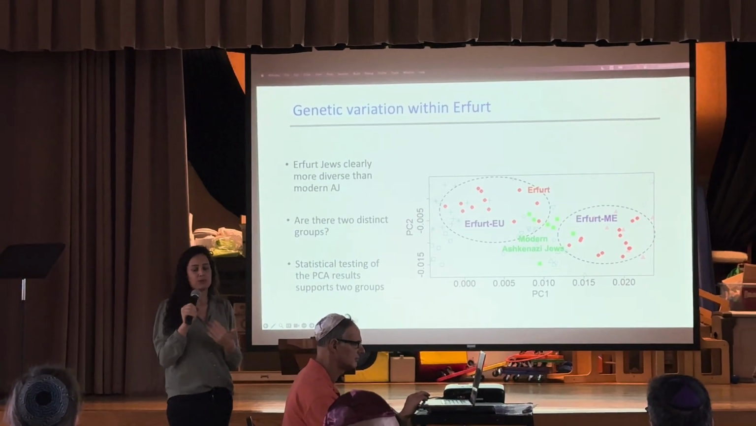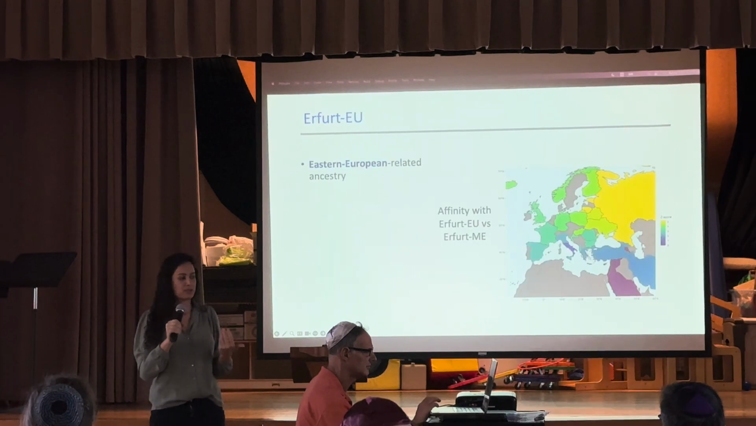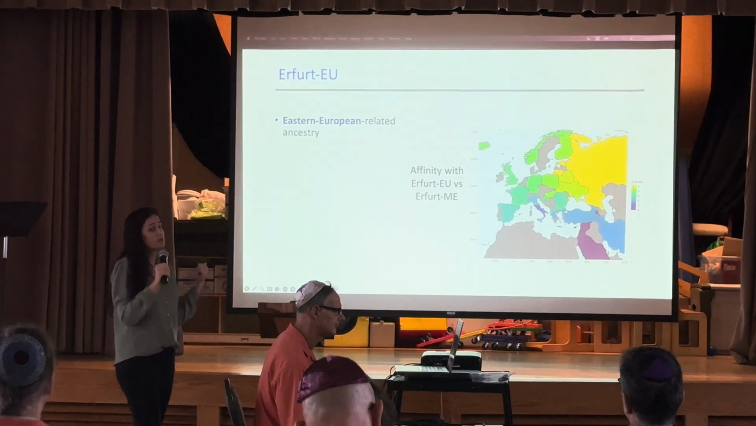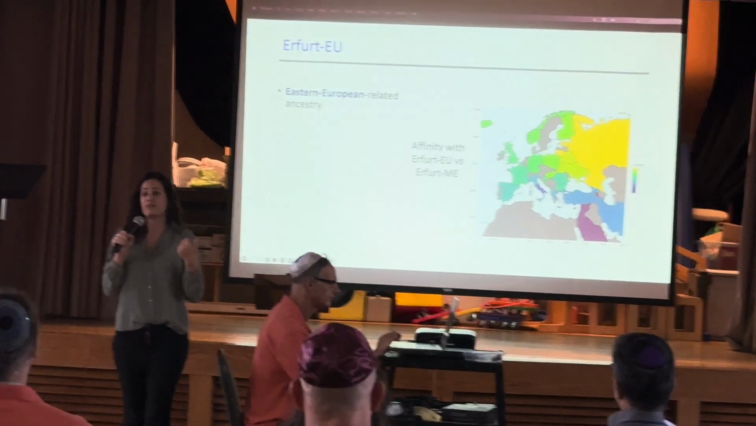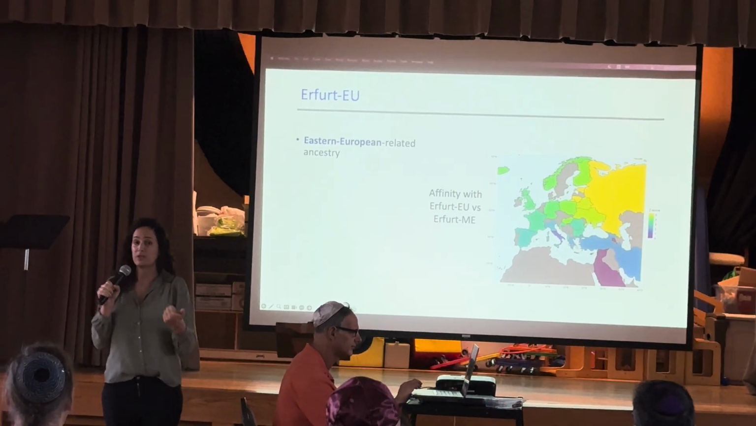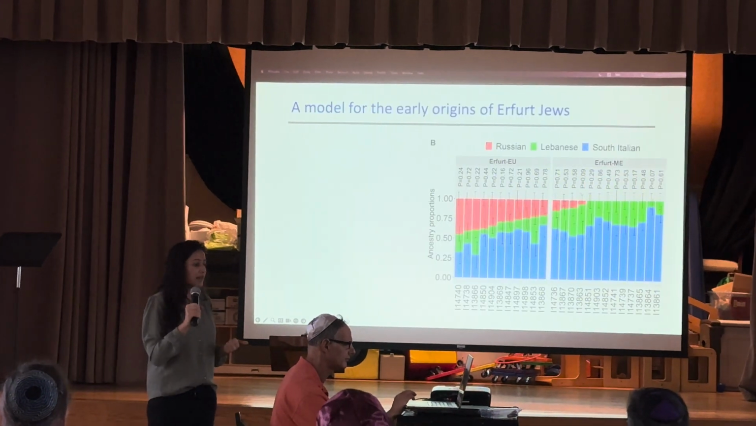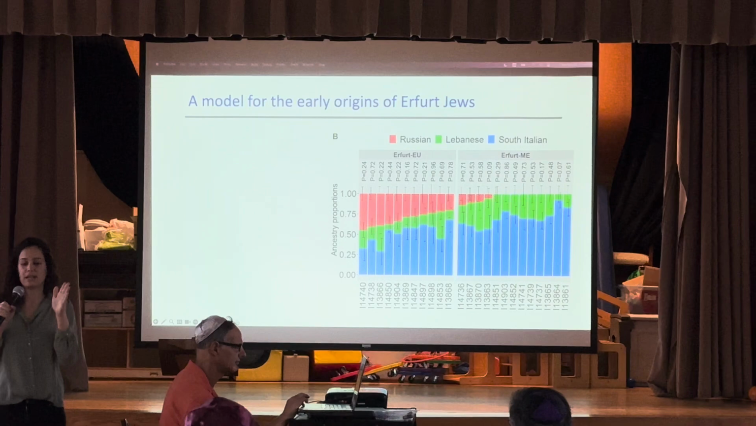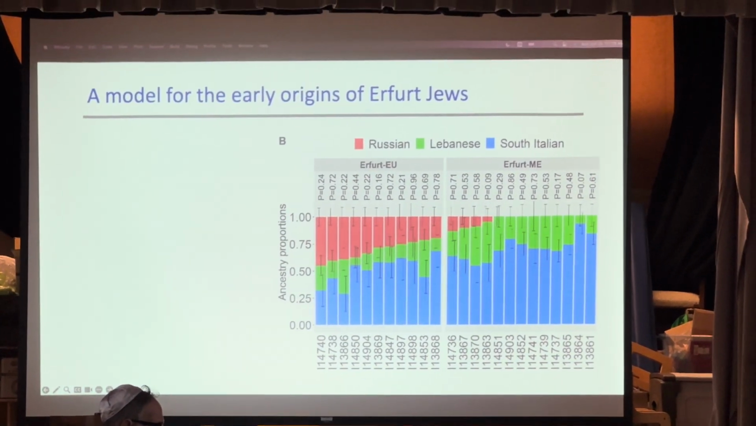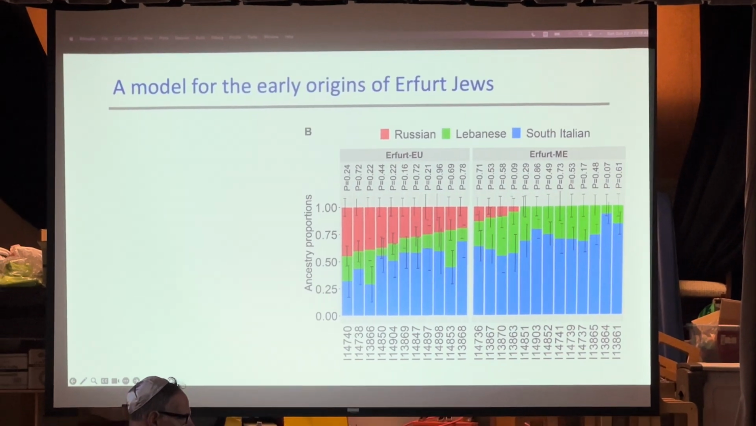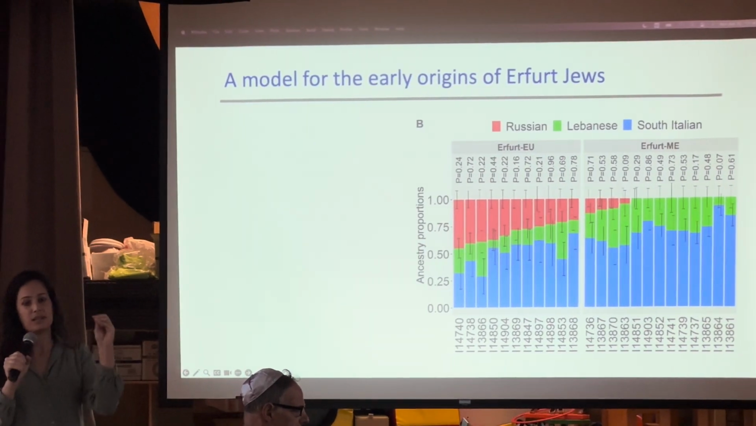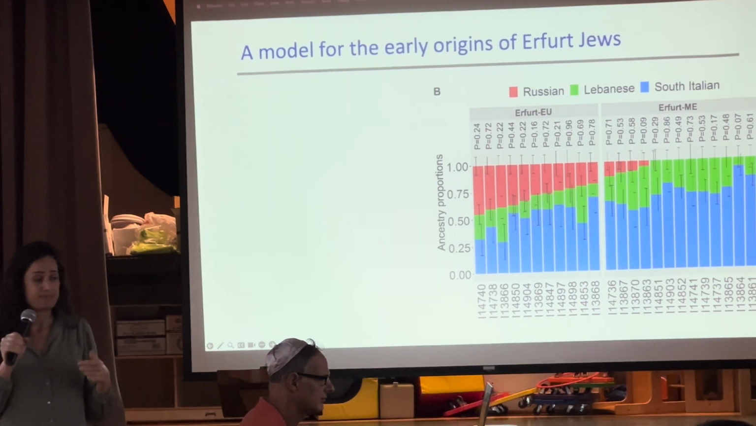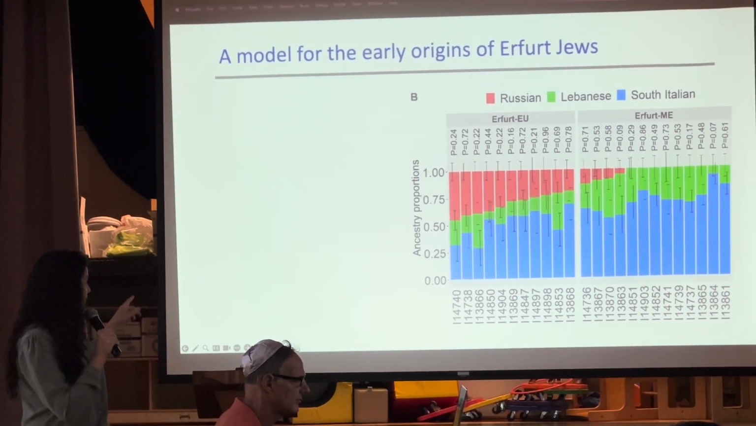And then we started to compare between these two groups to understand what the differences are, and we found that the Erfurt EU group had much higher affinity to Eastern European populations. And when we modeled the ancestry of each individual from the Erfurt samples as a mixture of Eastern European, Southern European, and Middle Eastern ancestries, that's what you see here.